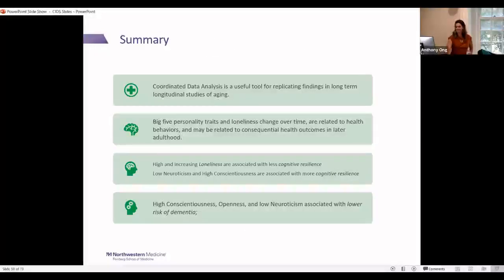So in conclusion, coordinated data analysis is a very useful tool for replicating findings in long-term longitudinal studies of aging. We find that big five personality traits and loneliness both change consistently over time across studies, and these may be related to health behaviors and consequential health outcomes in later adulthood. And similarly for loneliness, we are also starting to find similar effects. We found that these factors are related to cognitive resilience, cognitive senescence, and we're moving forward looking at the extent to which these are related to the cognitive health span, and that these factors are also related to lower risk of dementia.